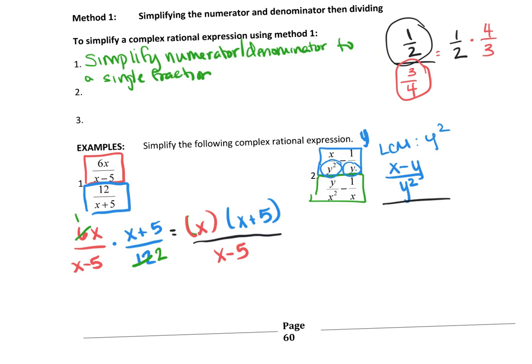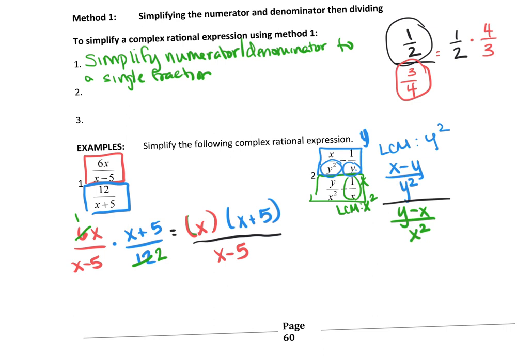Again, notice this has an x squared. This has an x. So this term right here is missing the x. So when I do that, I'll get y minus x over the common denominator, x squared, for that LCM. And now notice what I've done by doing that. I've gotten a single fraction on the top, a single fraction on the bottom.